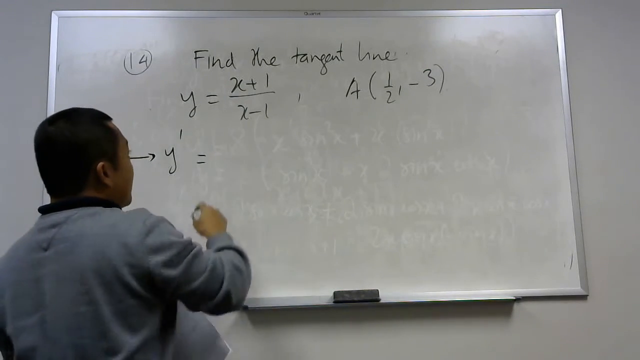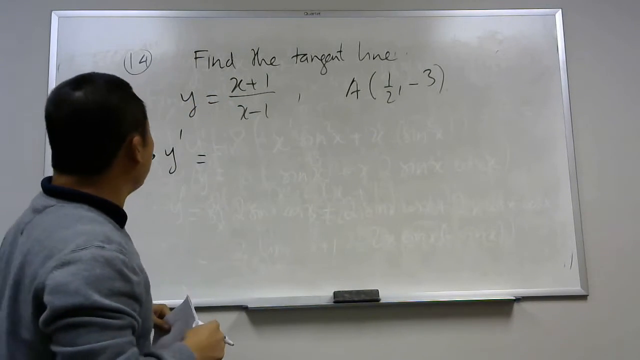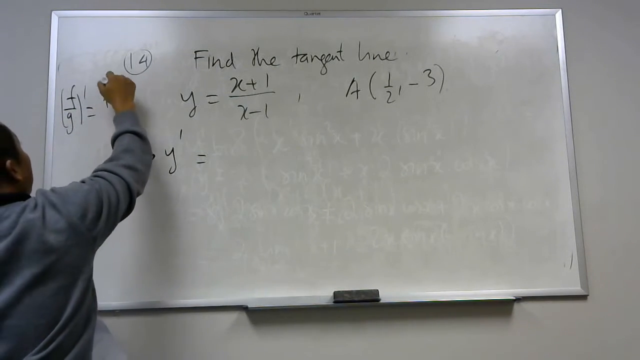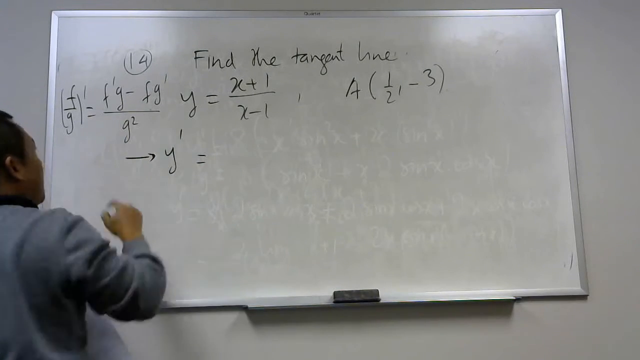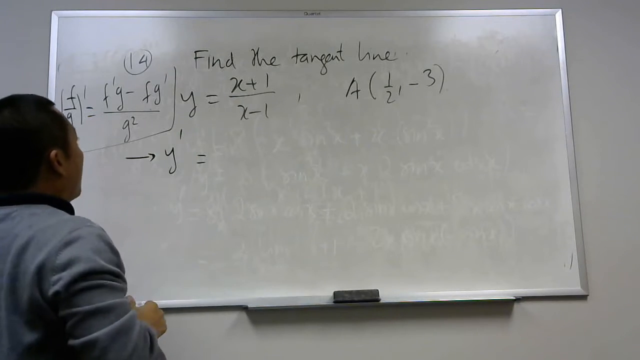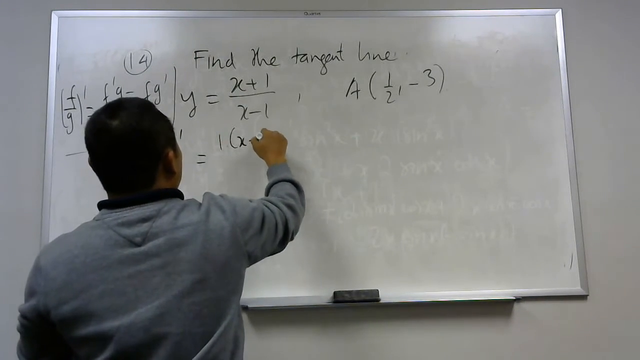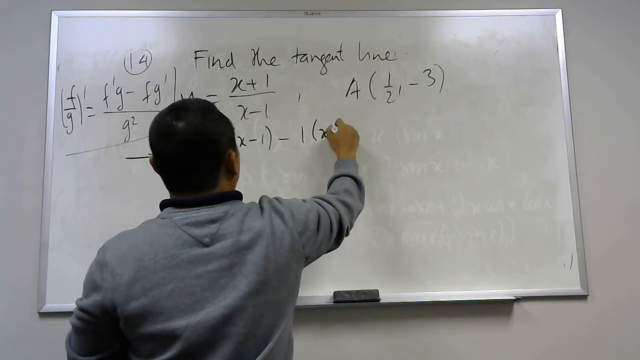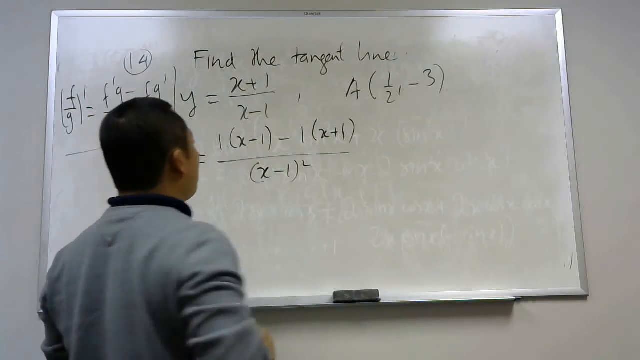Since we have a quotient, we apply the quotient rule. What is the quotient rule? The derivative of f over g is f prime g minus f g prime, over g squared. That is the quotient rule. The derivative of f is just 1, so I have 1 times (x minus 1). The derivative of g is 1, minus 1 times (x plus 1), over (x minus 1) squared.